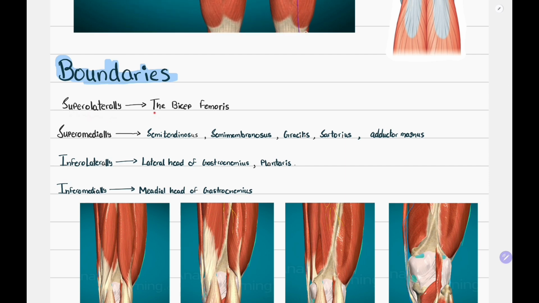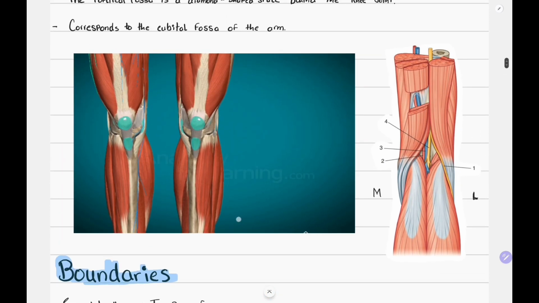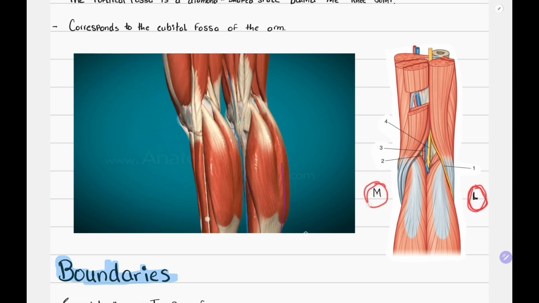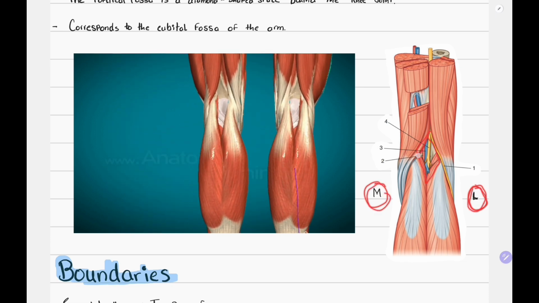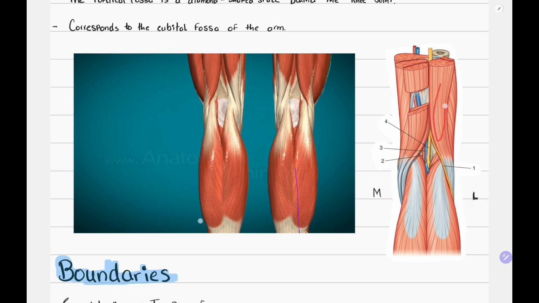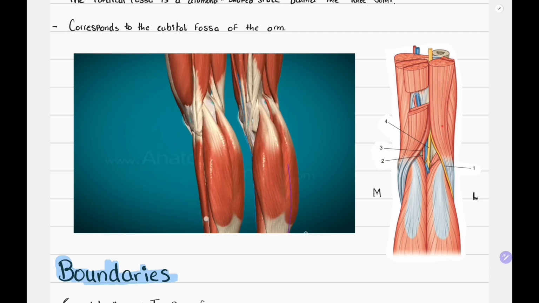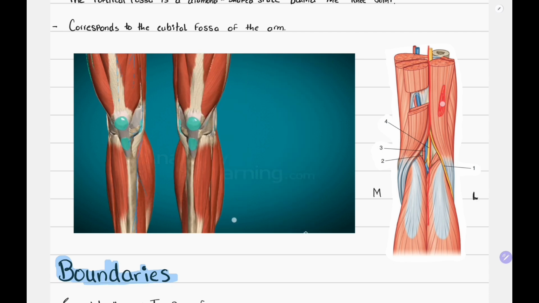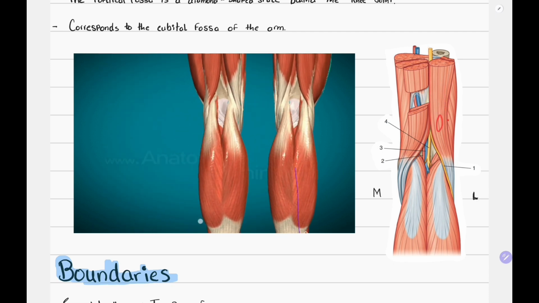Superolaterally it is constituted by the biceps femoris. This is our lateral side and this is our medial side, and this is the posterior view of the knee joint, so you are able to view the popliteal fossa. So the superior and lateral boundary is constituted by the biceps femoris muscle. This is superior, this is the midline, this is the lateral, and lying in the superior region is the biceps femoris muscle.